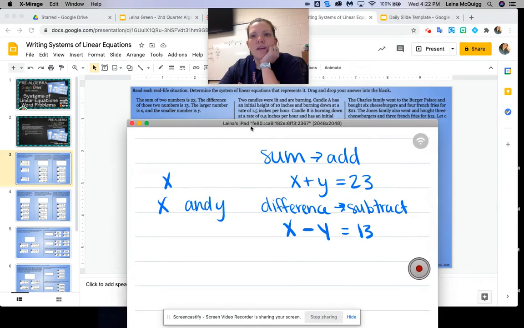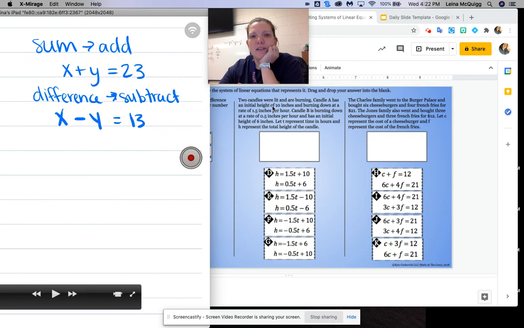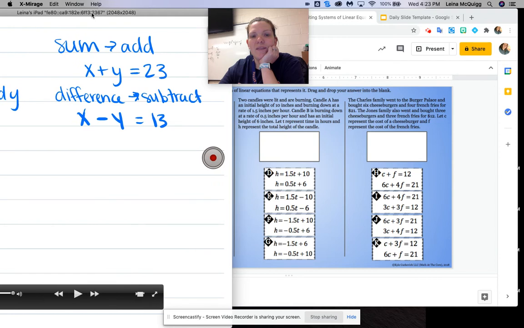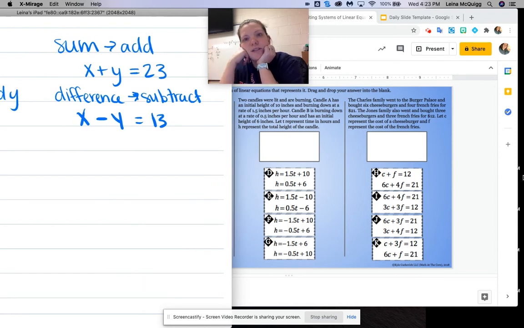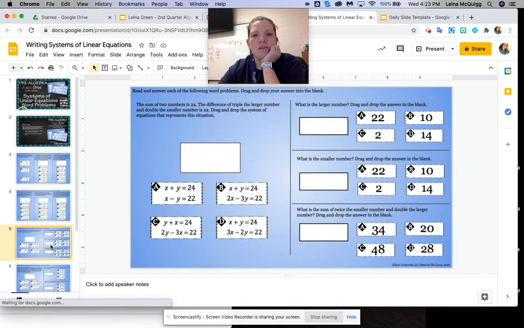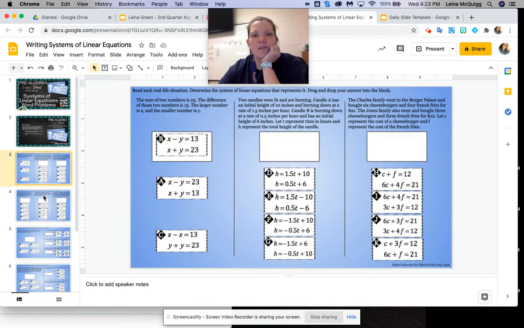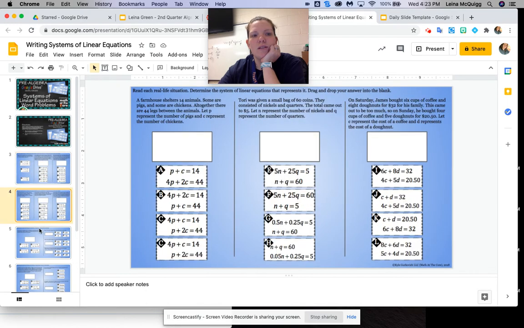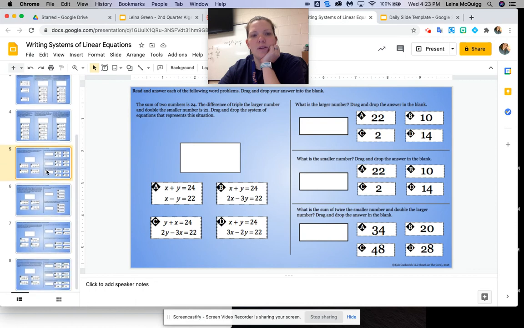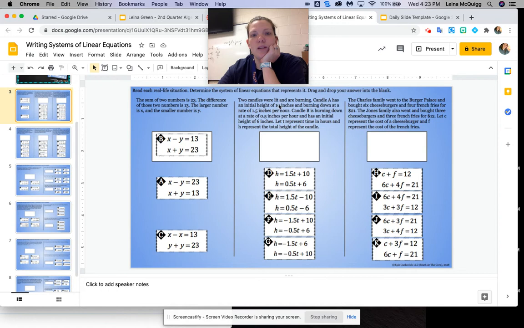All right. Okay, now let's come over here. Two candles were lit and are burning. Candle A has an initial height of 10 inches and is burning down at a rate of, you know what? I think y'all can do these. I want you guys to do the rest of these. Let's look at this one because it kind of changes up the style as you move on. So I'm going to just skip ahead. So these you're just reading the equations just like you did yesterday. Write the equations from the word problems, okay? If you have questions about them, let me know.